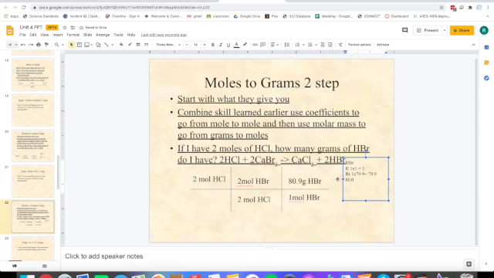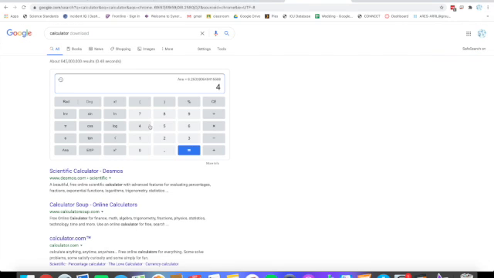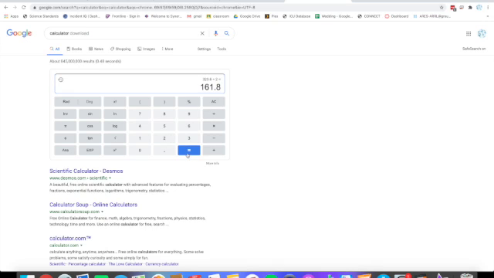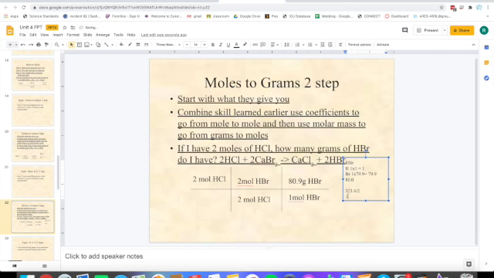So here we multiply everything on the top. So 2 times 2 is 4 times 80.9. So 4 times 80.9 is 323.6. So let's write that down. 323.6. And then we're going to divide by what's at the bottom. So here we have 2 and a 1. So 2 times 1 is 2. So that's just going to be what it is. So 323.6 divided by 2 is 161.8. So our answer is 161.8. And the unit will be grams of HBr because that's what we were looking for.